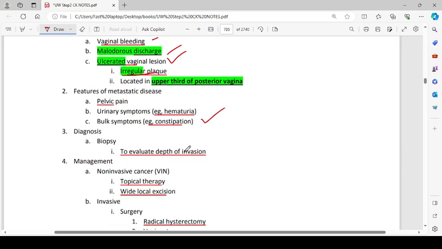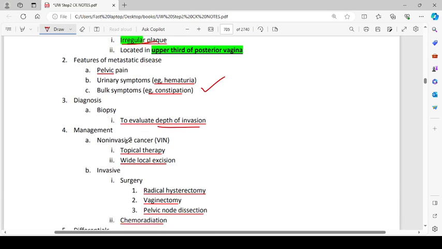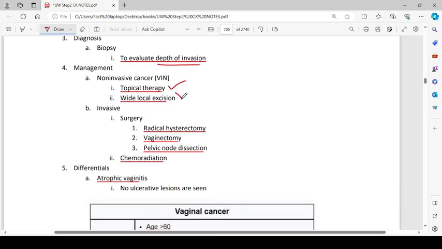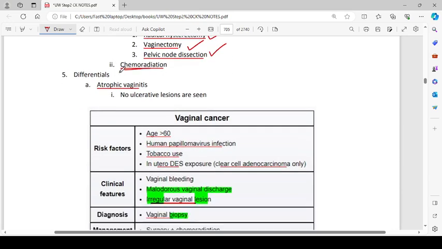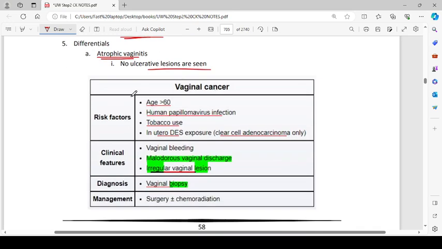Diagnosis is done with the biopsy to evaluate the depth of invasion. Management: for non-invasive cancer, we do topical therapy and wide local excision. For the invasive, we do surgery, radical hysterectomy, vaginectomy, pelvic node dissection, and chemoradiation. Differentials include atrophic vaginitis; no ulcerated regions are seen.